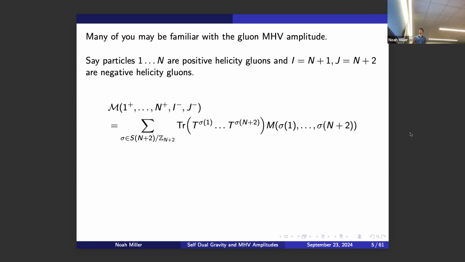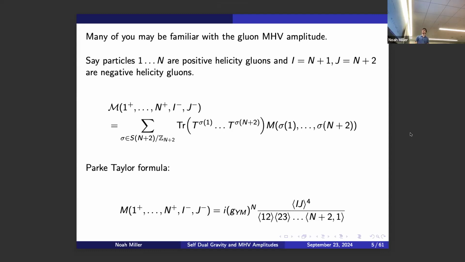color-stripped amplitude. And it turns out that there's this very simple formula for this amplitude, which is the so-called Parke-Taylor formula. So here I've written it with the two negative helicity gluons here and here in the color ordering. And so we have ij to the fourth on the top. If you don't know what these angle and square brackets are, don't worry too much about that. But I just want to show you it's this nice simple formula. Then we have some cyclic ordering in the bottom.